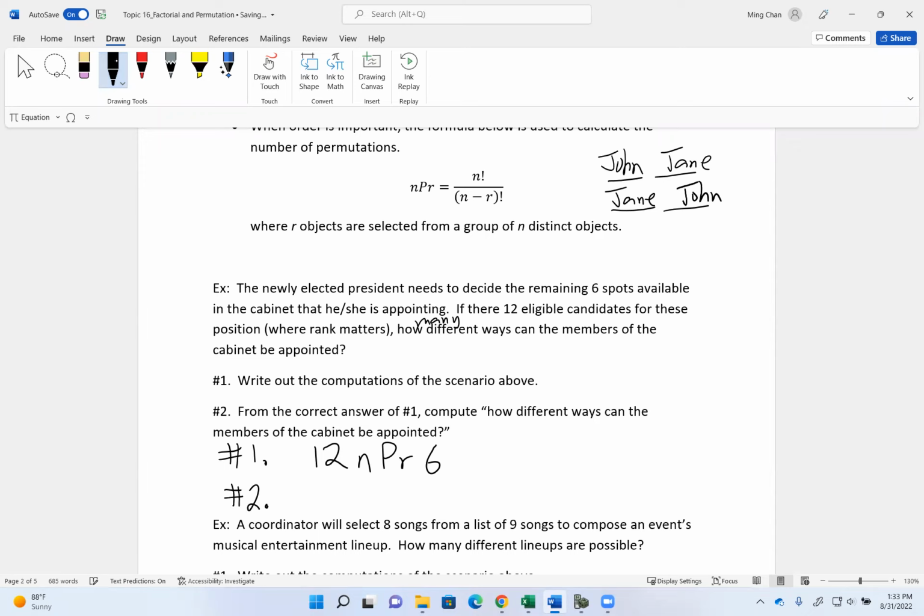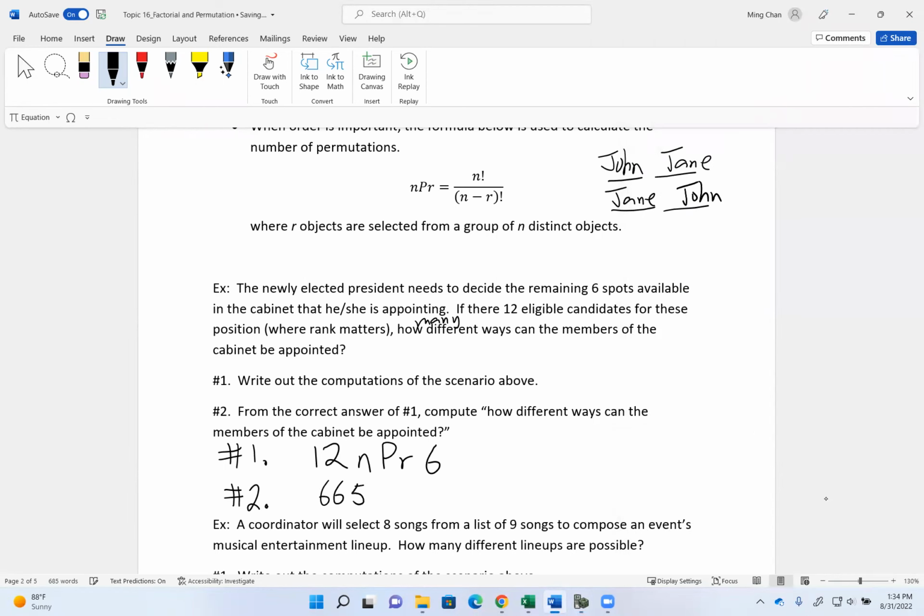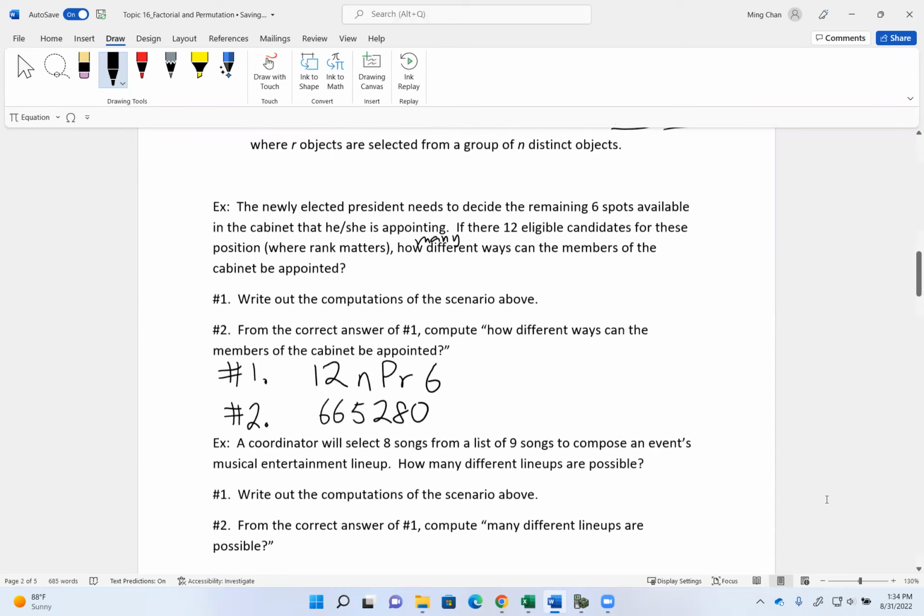Number 2, I want you to write down how many ways. Number 1 on the homework will be to type out or write out the computation, and the second one is going to be the answer. So I'm going to say 12 first, go to math, highlight PRB, and choose number 2. 12 candidates choosing 6 positions where the order matters, which is permutation. My answer is 665,280. So that is how many ways the members can be appointed.